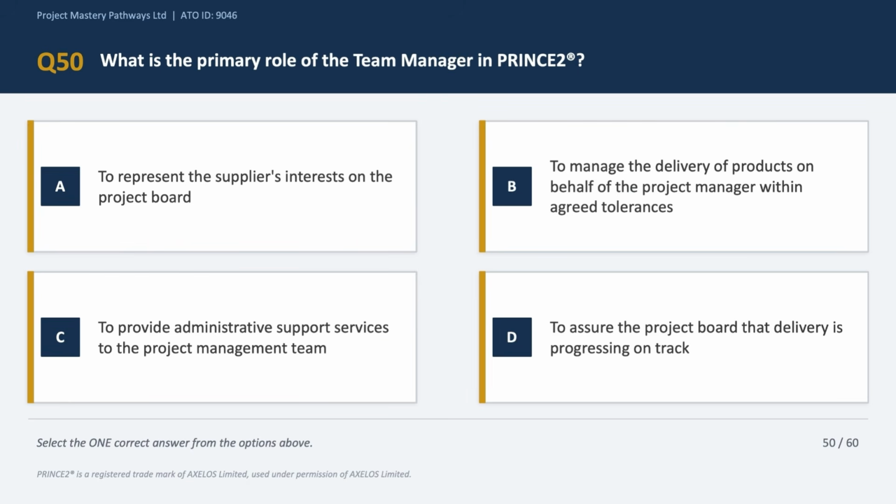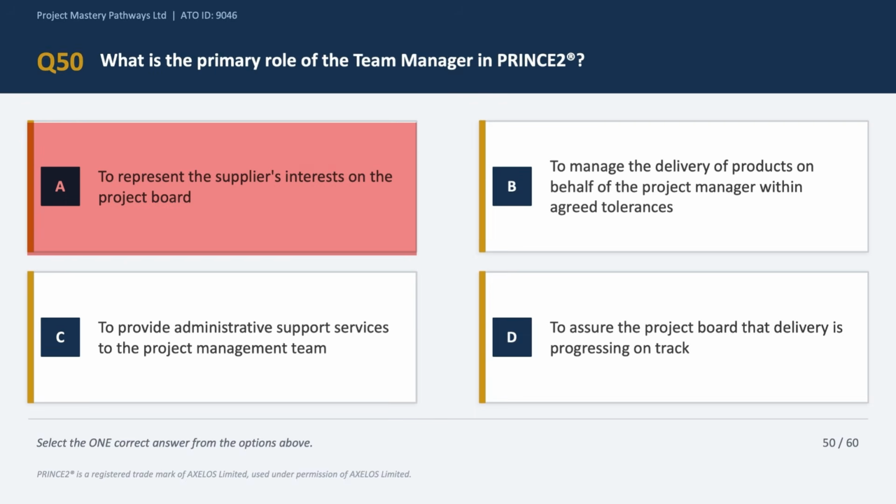Let's move on. Question number 50. Now, this is a question regarding the team manager role as part of the overall PRINCE2 delivery. And let's look at the options one by one. So option A says to represent supplier interests on the project board. Now that is plain and simple the senior supplier role. And option A, that's the reason, is an incorrect answer choice.